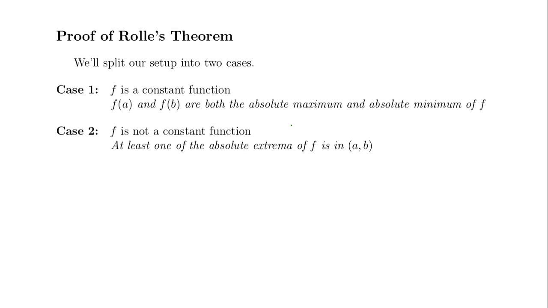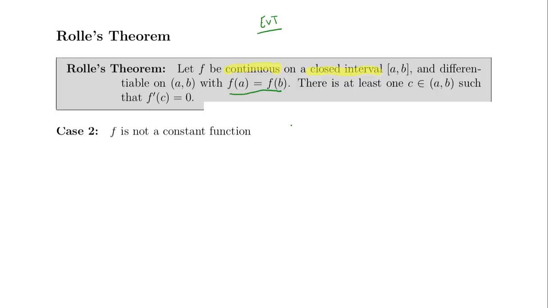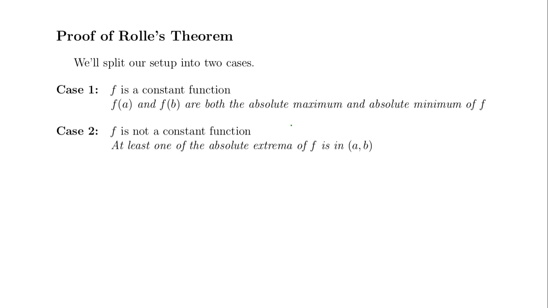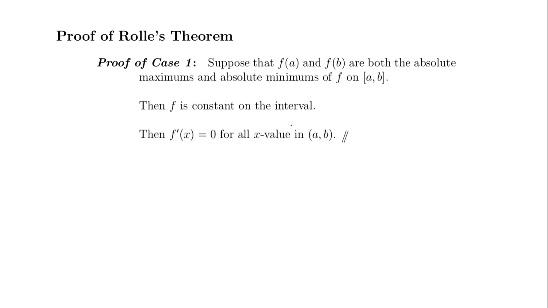So here, case 1, we can say one of the ending points is the absolute max and one of them is the absolute min. But remember, in Rolle's theorem, we said that both the ending points are the same height. So if one of them is the max and one of them is the min, then both of them are the max and min, meaning we've got a constant function. And in case 2, we'll say there's some other absolute max or absolute min, who knows which one, somewhere else outside of the ending points.